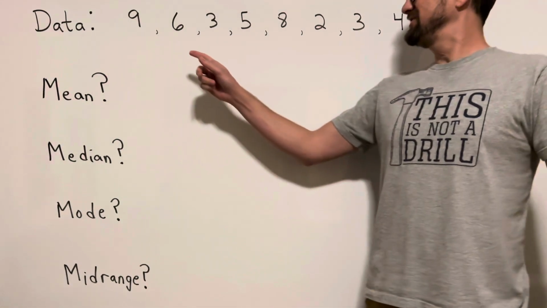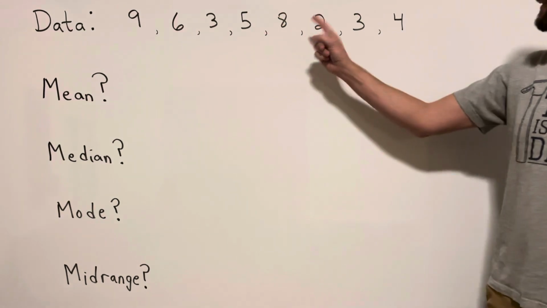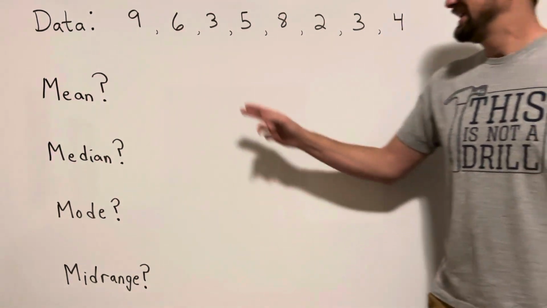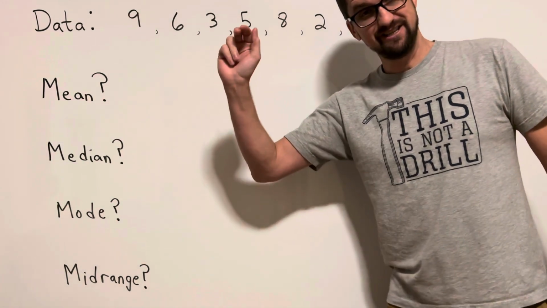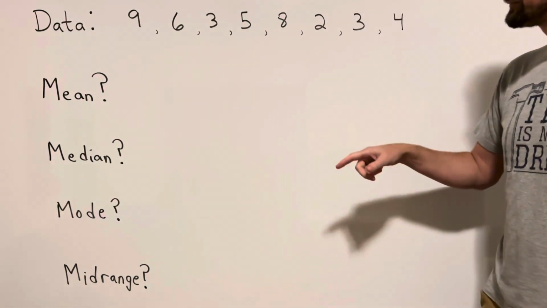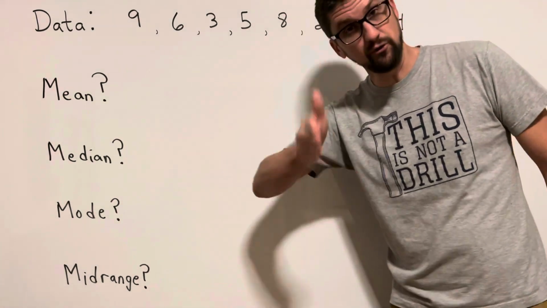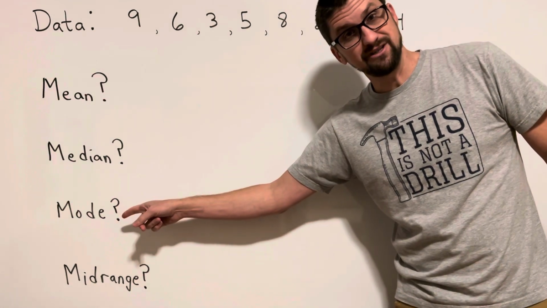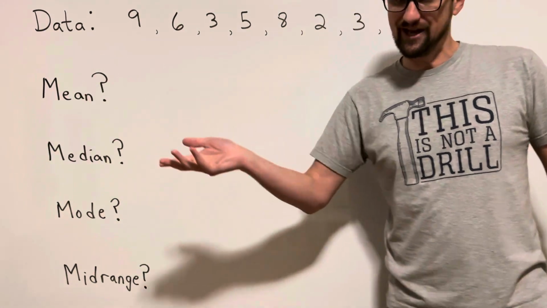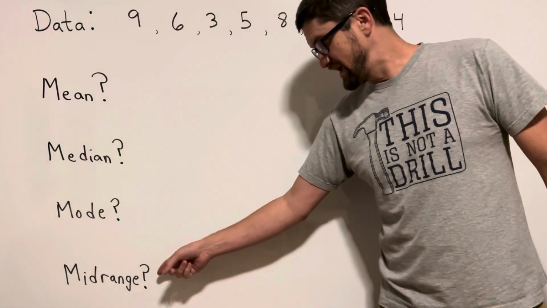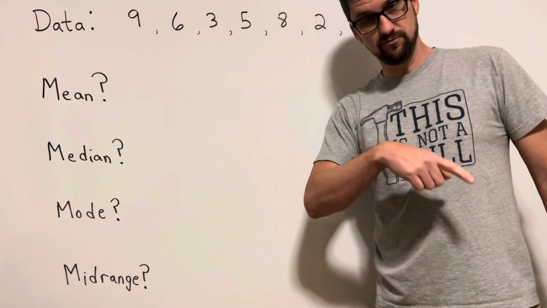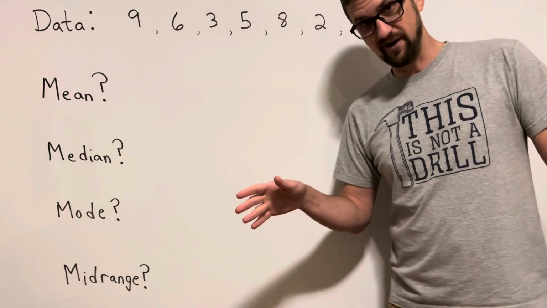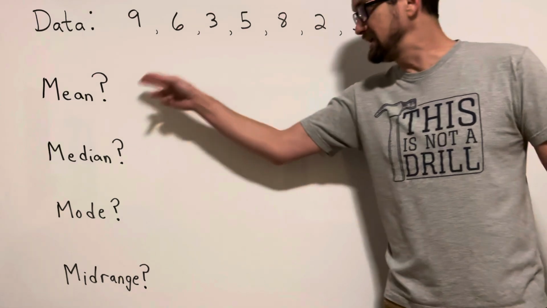We have a data set here: 9, 6, 3, 5, 8, 2, 3, 4, and we want to calculate the mean, which is the statistical term for average, the median, which is the middle number when you line up the data, the mode, which is the most frequent data, the data that occurs the most, and the mid-range, where you take the smallest value, add the largest data value to it, and then divide that by 2. Let's start with the mean.